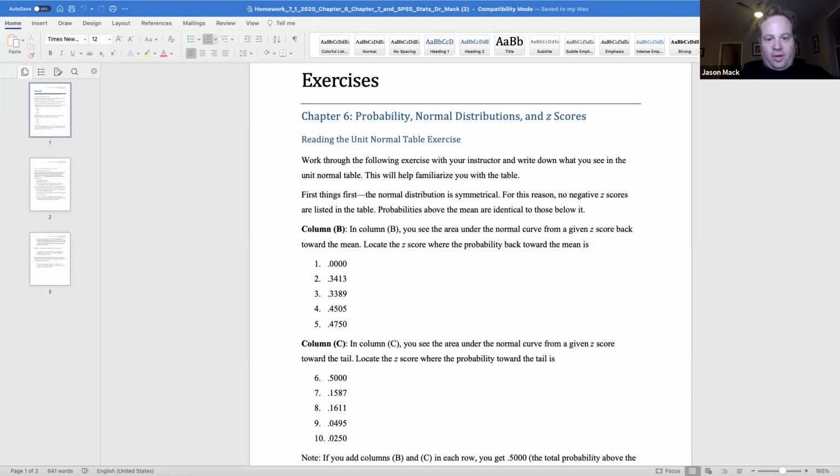So for our first one here, we are looking for column B. So we go into the appendix and we want to find the area under the normal curve from a given z-score back towards the mean. So what you're looking for, you're going to go into your z-scores. You're going to enter the table. We'll do that with everybody. And we're going to just pull from the chart just to familiarize ourselves with z-scores. Absolutely that straightforward, that simple. So let's go into our z-scores here.